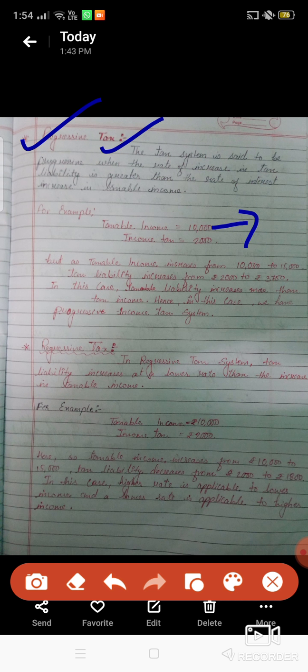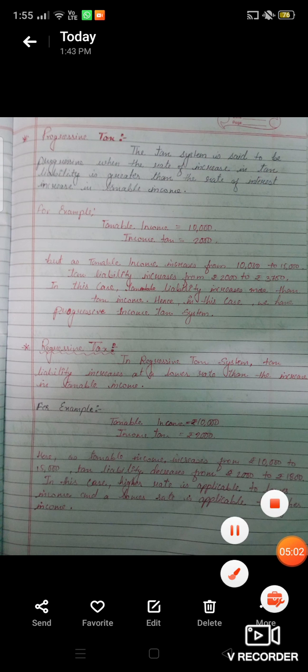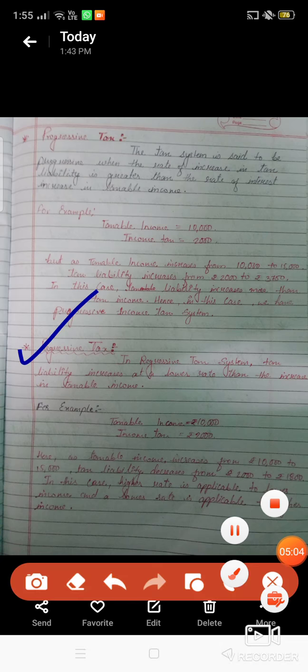In this case, the tax increases more than the taxable income earned by the individual. As the taxable income increases from 10,000 to 15,000, tax liability increases from 2,000 to 3,750. So in this case, liability increases more than the income. Hence, we have a progressive income tax system.